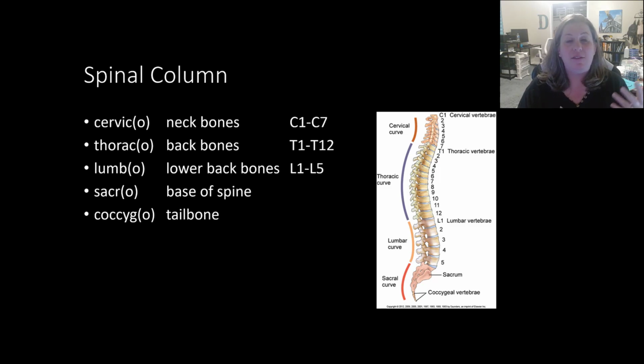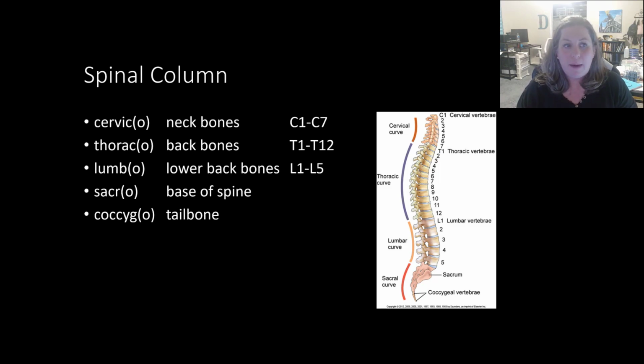So cervico is what we see for the neck bones, and a lot of times we abbreviate these as C1 through C7. We then have thoraco or thoracic. This is going to be more in the actual back, in the chest area. These are going to fuse with your ribs, and there are 12 of them, so it goes from T1 to T12. They help form your chest or your rib cage.